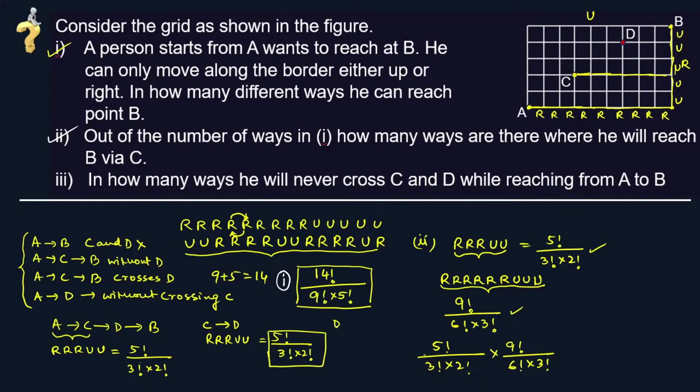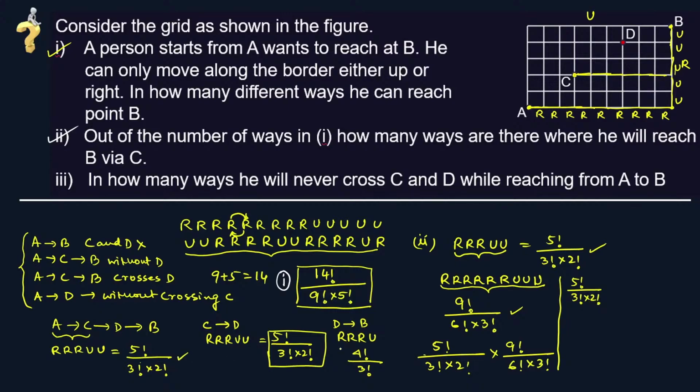Now from D, in how many different ways can he reach B? There are 3 right movements and 1 up movement. So it can be arranged among themselves in factorial 4 divided by factorial 3. So the total number of ways in which the person can reach from A to B, crossing C and D, is nothing but, I'm writing it here, factorial 5 by factorial 3 into factorial 2.